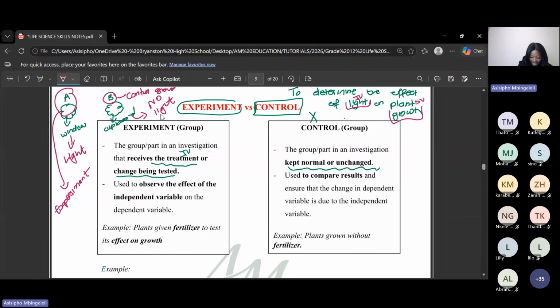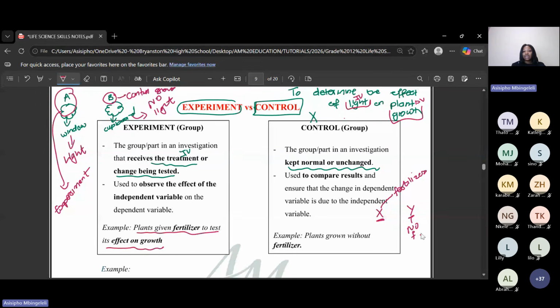Now, in the investigation here, in the example, they are speaking about plants being given fertilizer. So if I've got two groups of plants, maybe an X and a Y, the X plant, I'm able to give it a fertilizer. Maybe I am investigating the effect of fertilizer on plant growth. And then plant X, I give fertilizer. Plant Y, I do not give fertilizer at all. So that means plant X will be known as the experiment group because it's receiving what I'm investigating. I want to see if my plant will grow at a faster rate if I give it a fertilizer. So X will be the experiment and Y will be the control group.